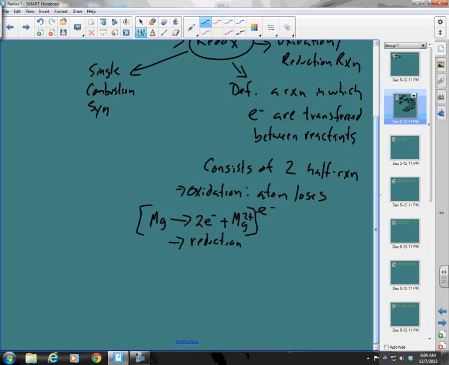And in reduction, what happens? Reduction is a case where an atom gains electrons. So let's say I have sulfur, and it's going to gain electrons. If it gains electrons, that means it's on the reactant side. It gains 2 electrons, and what's it going to form? Sulfur 2-, or sulfide. So that is my reduction half reaction.